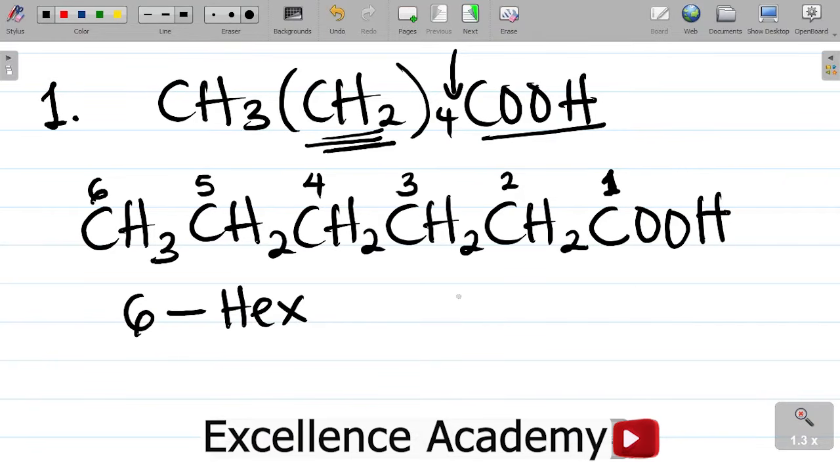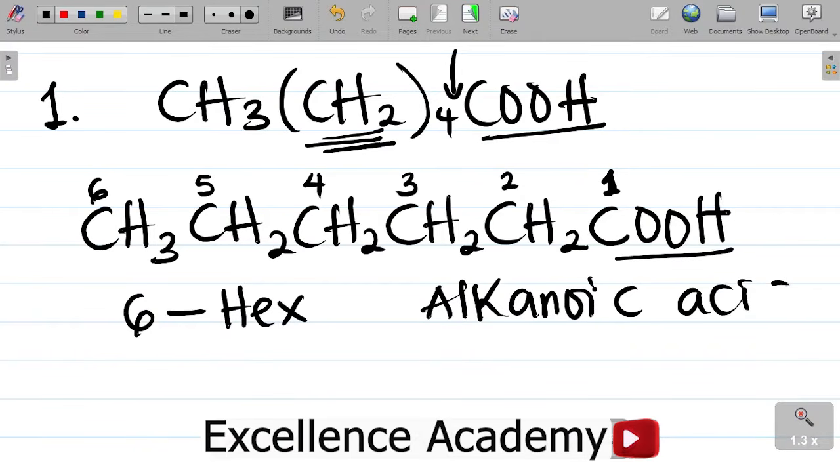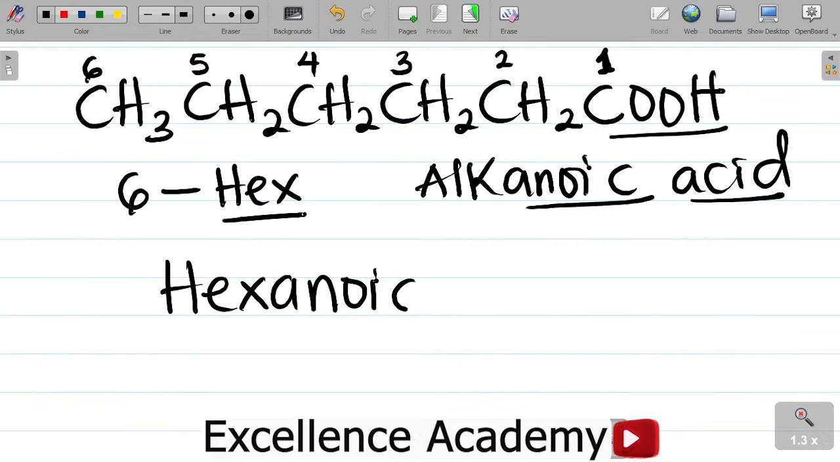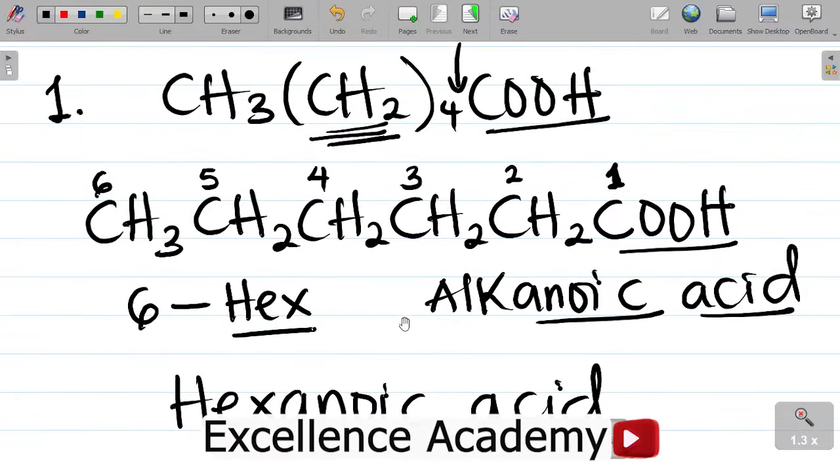Now, we know that this is from the alkanoic acid because of the possession of the carboxyl functional group. So that's an alkanoic acid. If we combine the names, this is a hex, 6 carbon, then an anoic acid. So combine these two, the compound is called hexanoic, that's hexanoic acid. So that's the name of the compound. It's called a hexanoic acid. So that's for the first compound there.